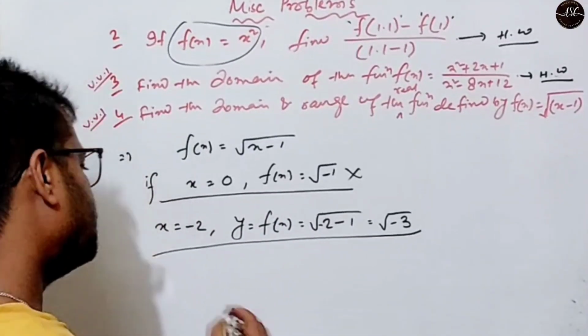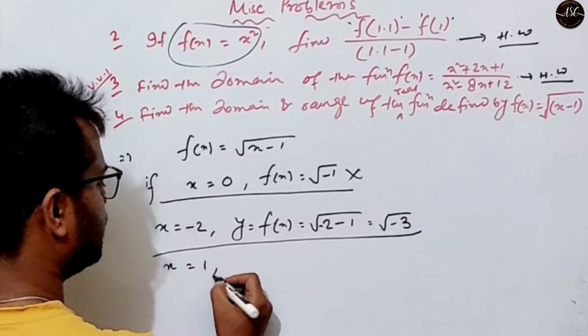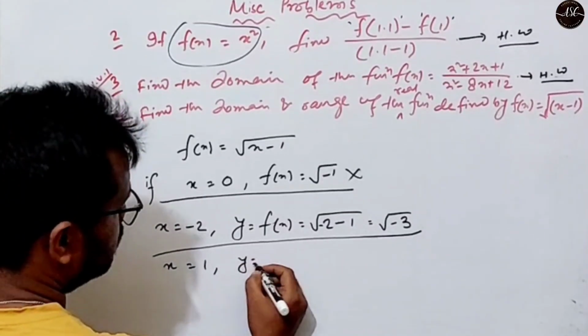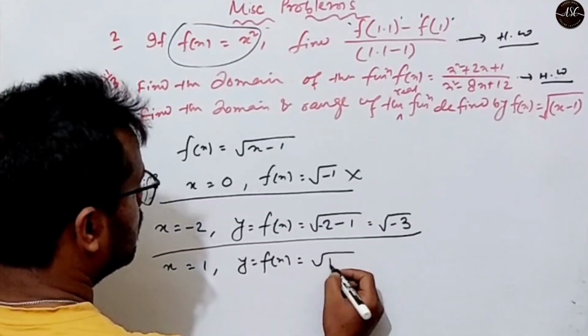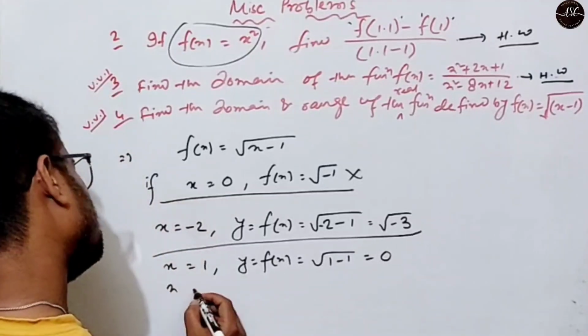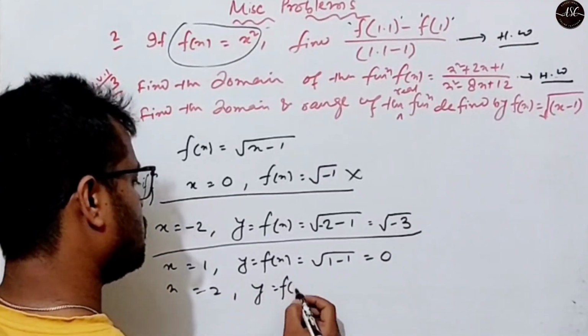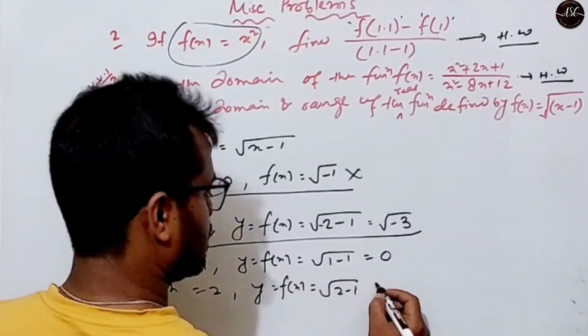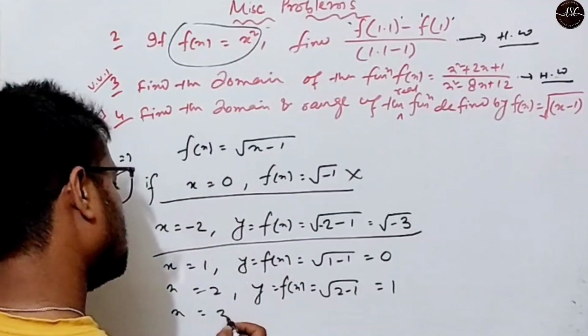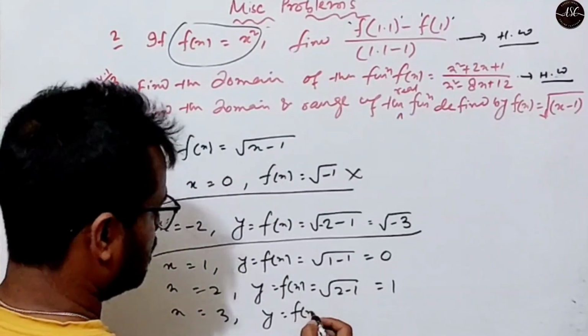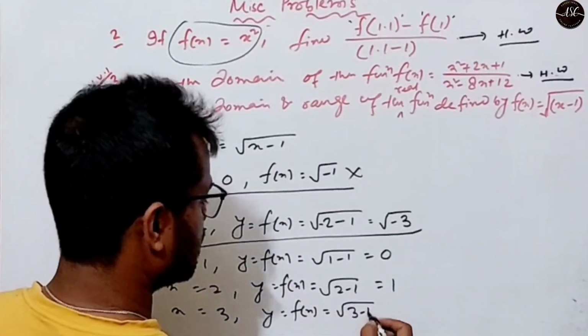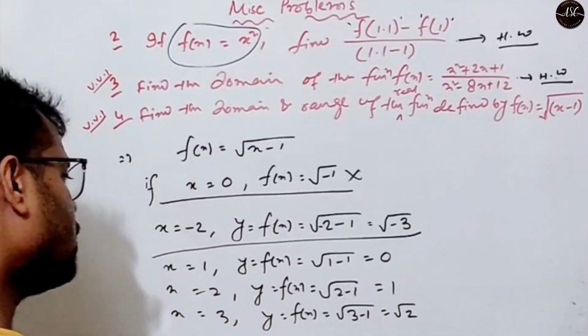So now put x equal to 1. We get y is equal to f(x) equal to root 1 minus 1, that is 0. If x equal to 2, we get y is equal to f(x) equal to root 2 minus 1, that means 1. x equal to 3, we get y is equal to f(x) equal to root 3 minus 1, that means root 2. Okay.